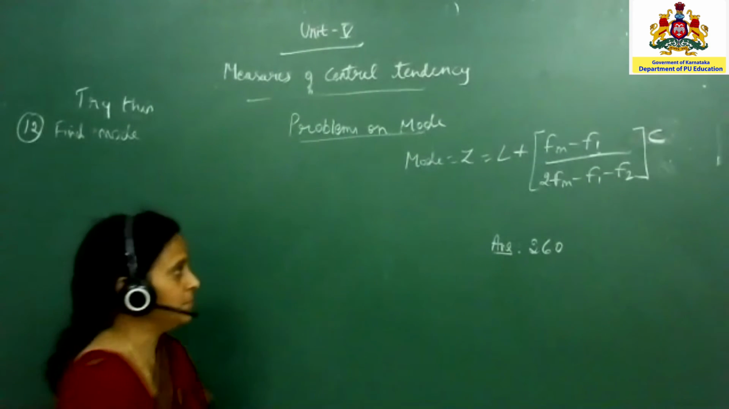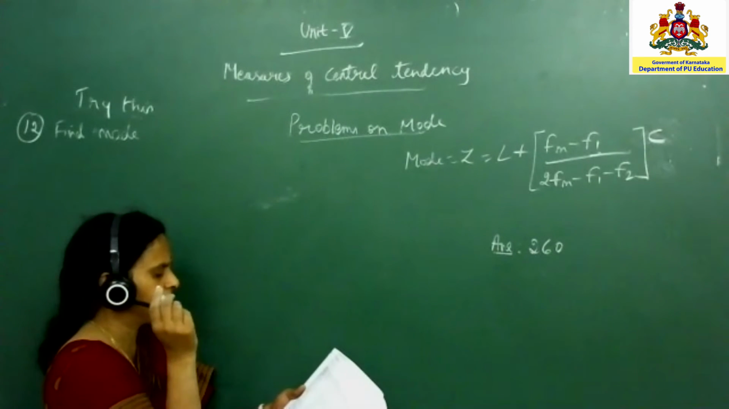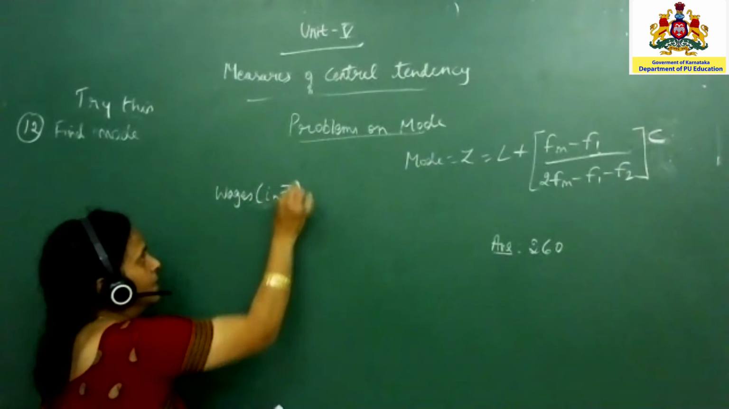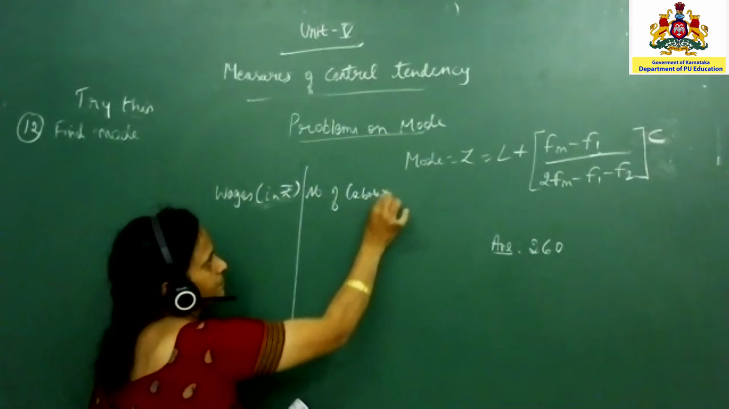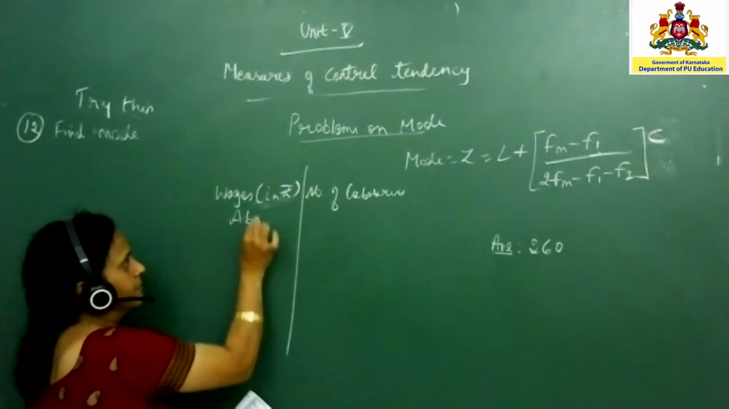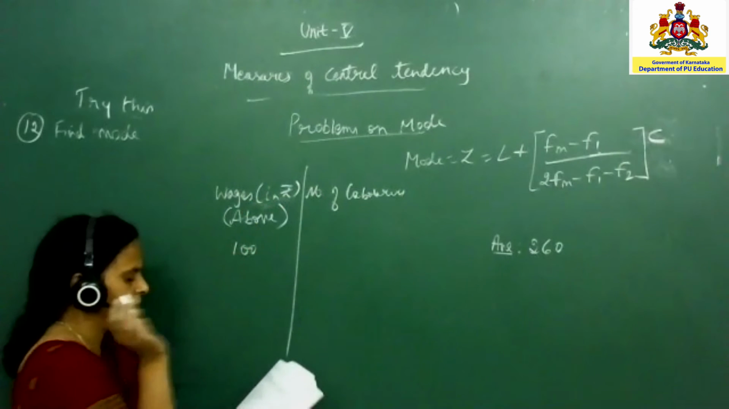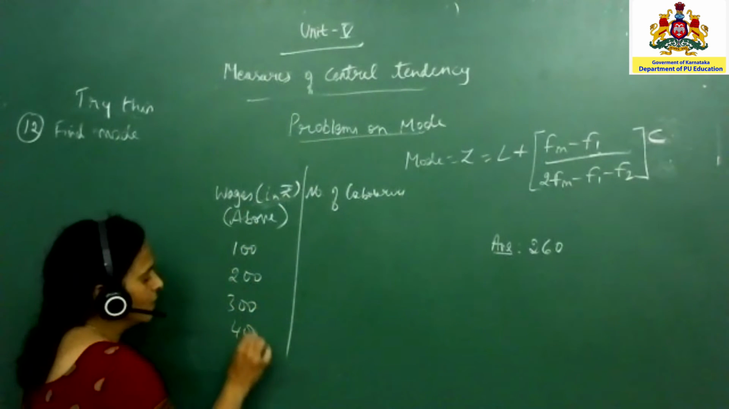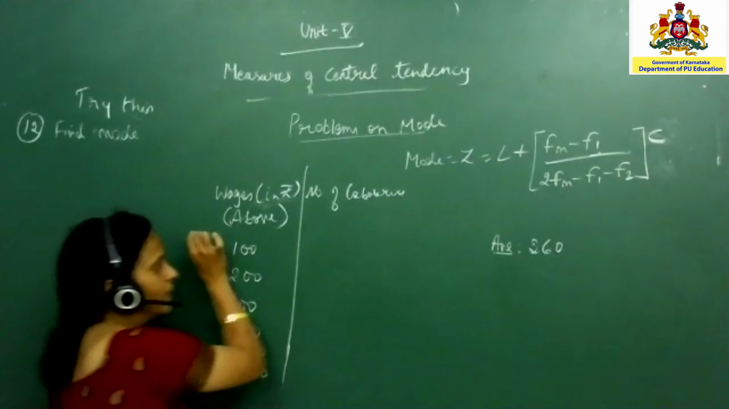Next problem, just try this and write the given problem. The first column is the wages, expressed in rupees, and the second column is the number of laborers. In the first column, all the values are 'above' values: above 100, 200, 300, 400, 500, and 600. Okay, all are above values.